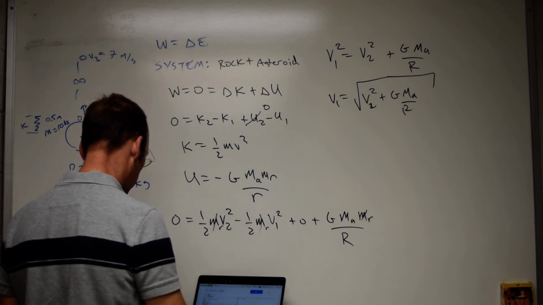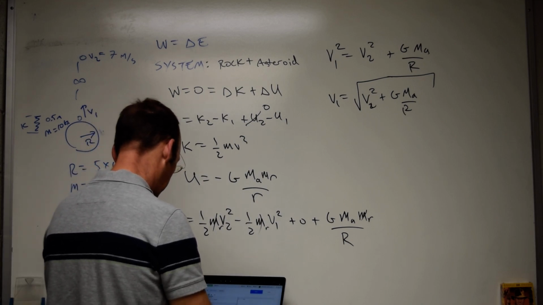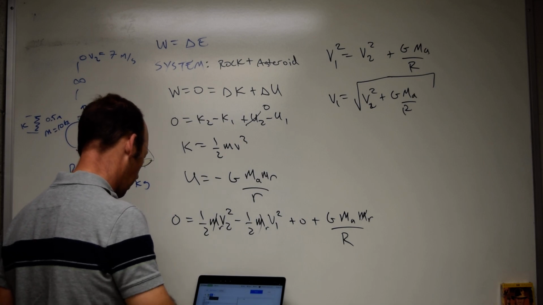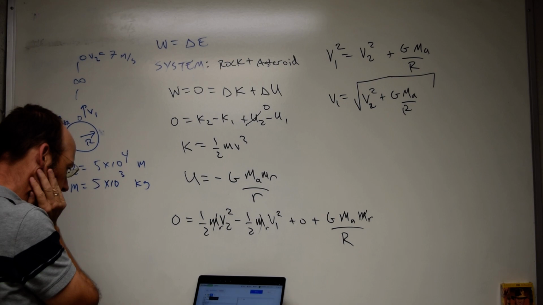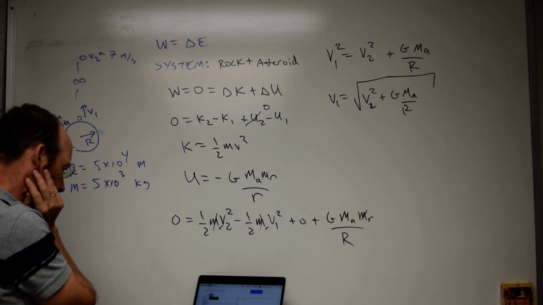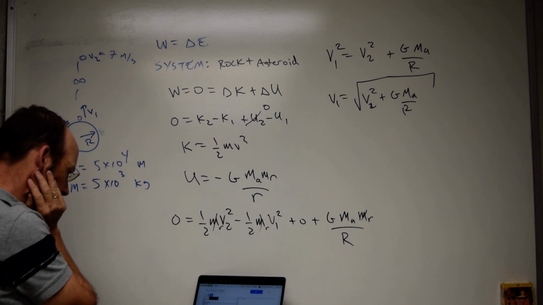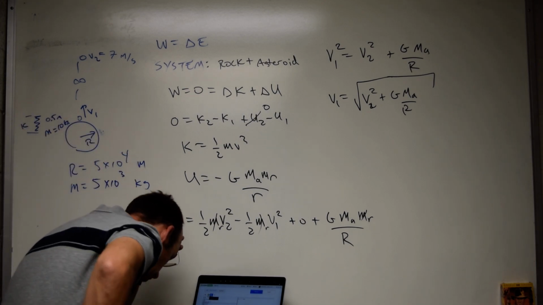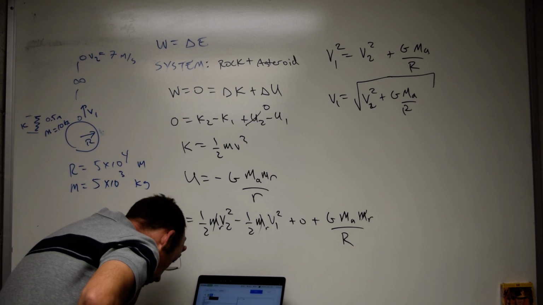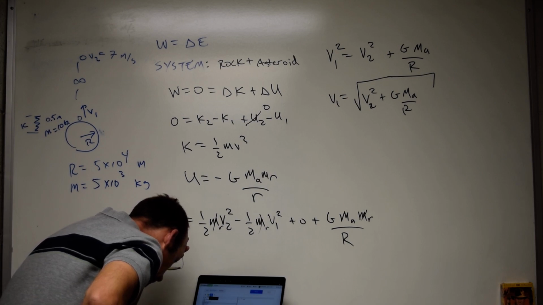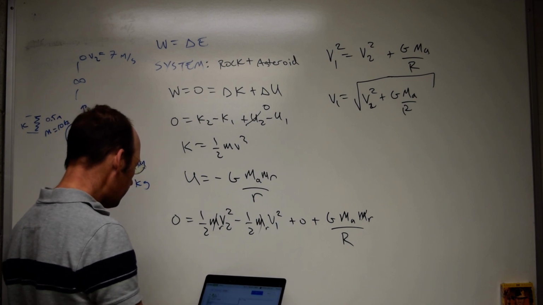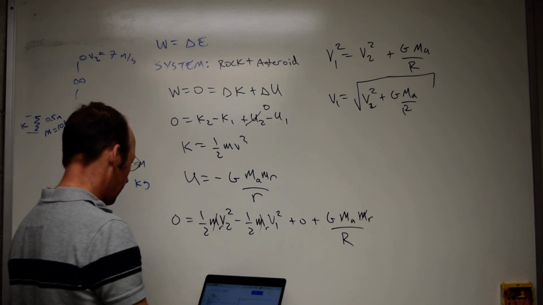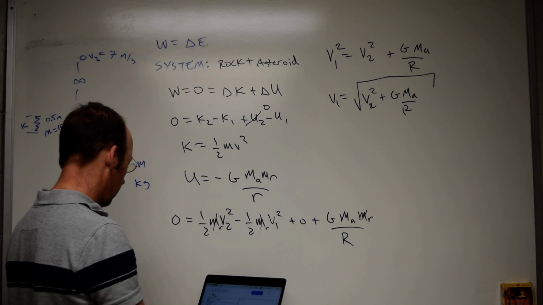Let's just increase the mass to 6. It still should give me 7. What the heck? The square root of V2 squared plus G times MA divided by R. That is really weird. Sometimes you get things like this and things just don't do what you expect.